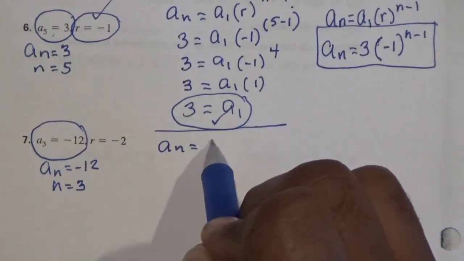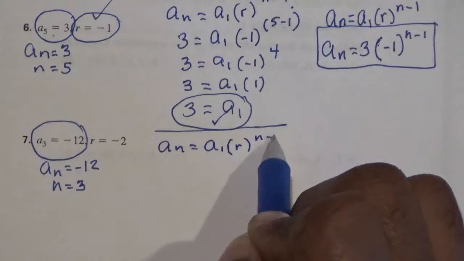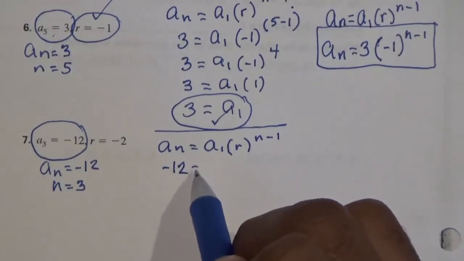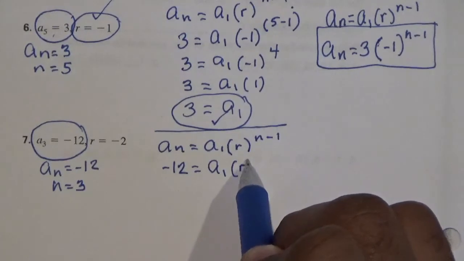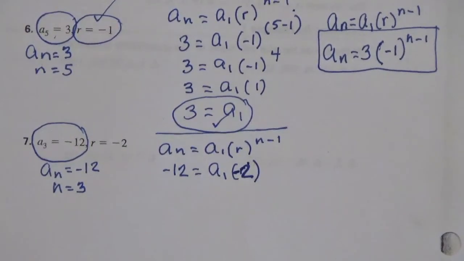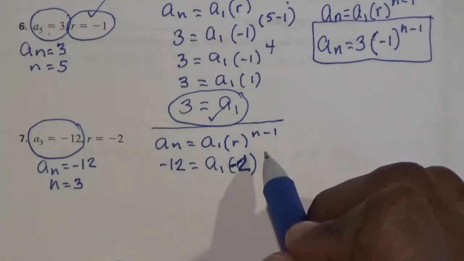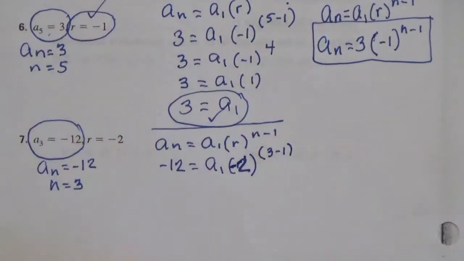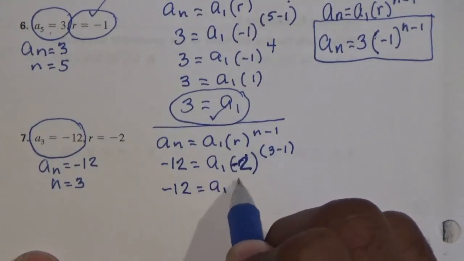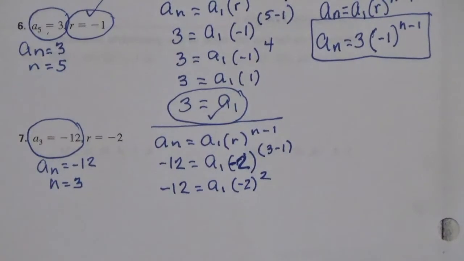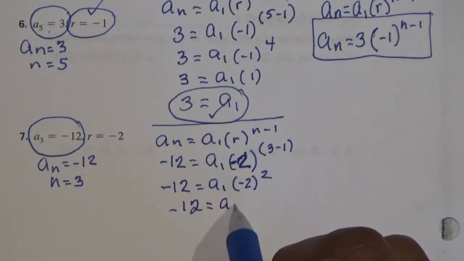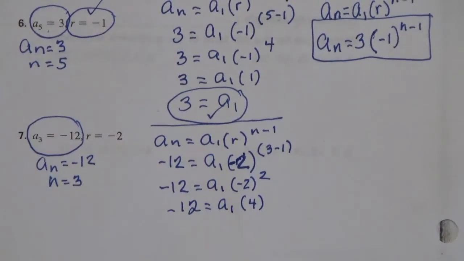We're going to go A sub n is equal to A1 times R to the n minus 1. We're saying that -12 is equal to A1 times R, which is -2 in this case, to the 3 minus 1. What's 3 minus 1? That's 2. We still got to take care of the exponent. So -2 squared is 4. And remember, we're solving for A sub 1.